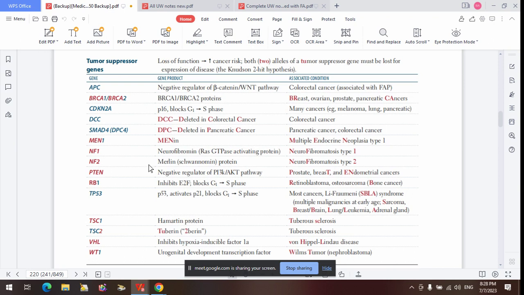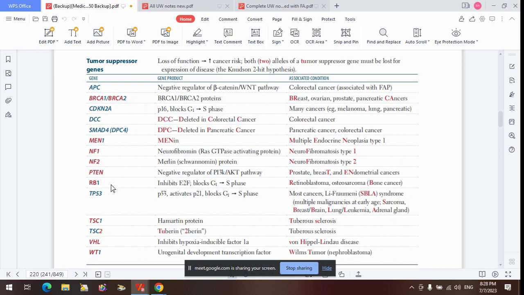Then there's NF2, which is merlin. Merlin is just acting like a protein that helps to prevent growth by inducing contact inhibition, just like E-cadherin. So it makes those cells stay together, and when they stay together, they contact-inhibit themselves so that they don't grow. But once there's deficiency of that merlin gene and there's nothing to initiate that contact, you have loss of contact inhibition and you have uncontrolled proliferation of the cells.